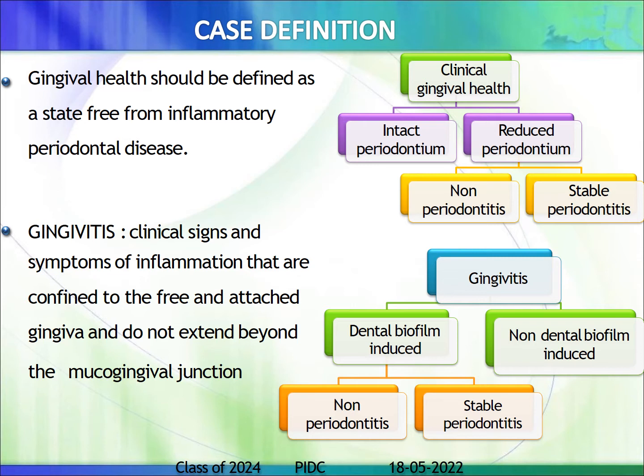The second classification includes gingivitis. Gingivitis is the clinical signs and symptoms of inflammation that are confined to the free and attached gingiva and do not extend beyond the mucogingival junction, which means gingivitis is confined only to the free and attached gingiva. Here you have two kinds of classification. One is dental biofilm induced, that is plaque induced. Another is non-dental biofilm induced, that is non-plaque induced. Plaque induced could be because of non-periodontitis, or because of stable periodontitis.